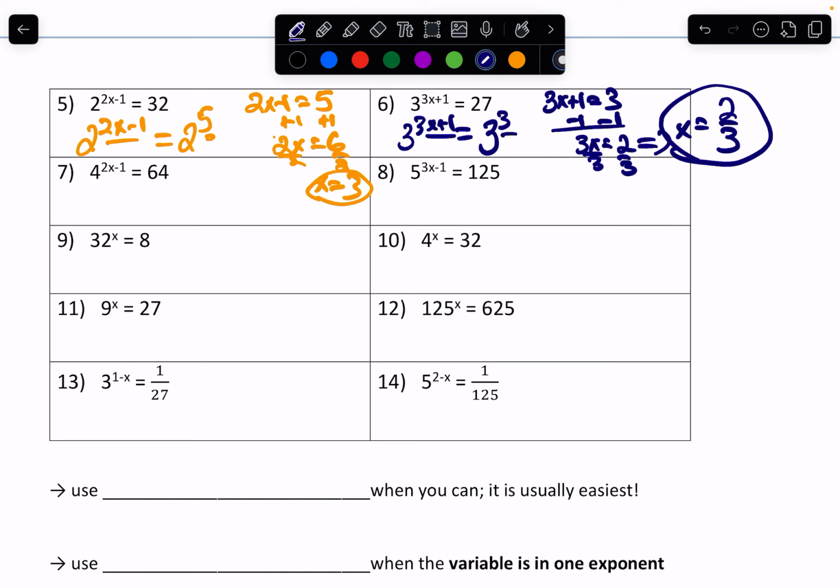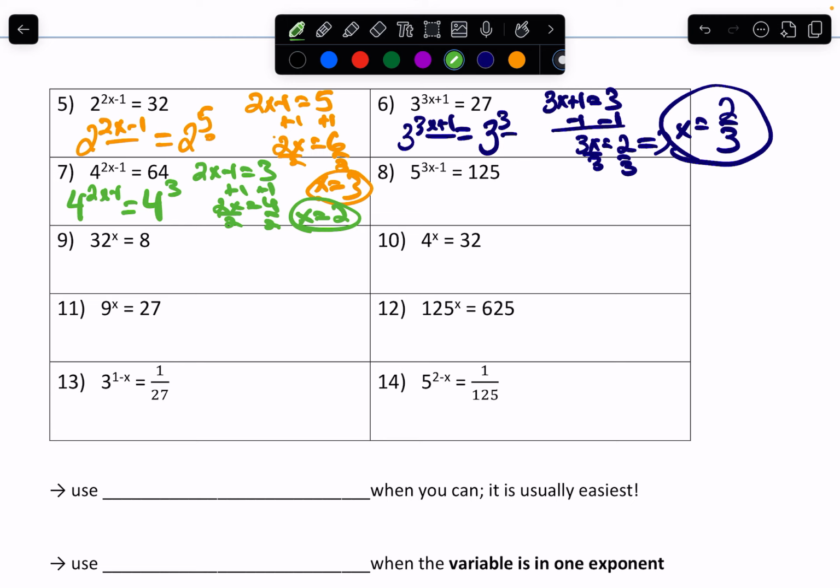Okay, this next one, looking at it, we have 4 to the power of 2x minus 1 equals, and we need 4 to what power equals 64. That's going to be a 3. So 2x minus 1 equals 3. We're adding the 1, and we get 2x equals 4. Divide by 2, and we get x equals 2.